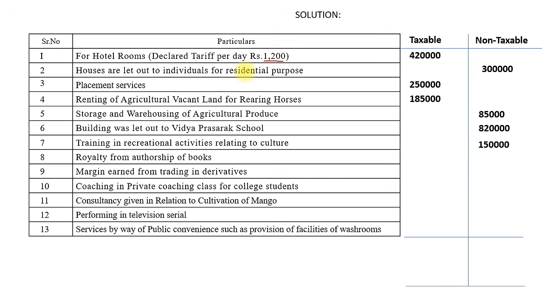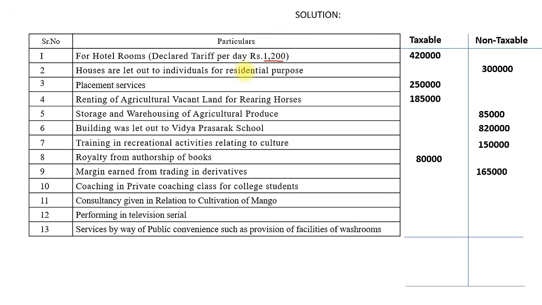Royalty from authorship of books. If you have written a book and publish it, you get royalty on it. It is a commercial activity, so the amount will be taxable. Margin earned from trading in derivatives. Remember, equity, shares, derivatives, futures, options are securities. Securities do not come under the purview of goods. If it does not come under goods, it cannot come under GST, so this entire amount will be non-taxable.